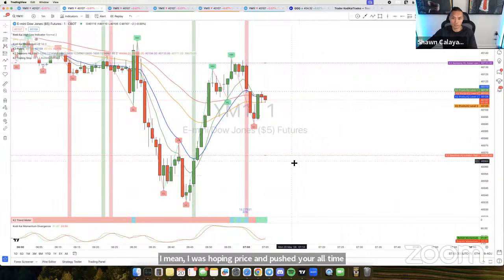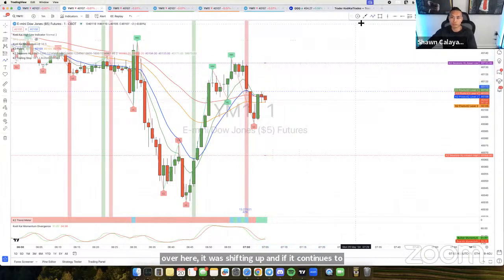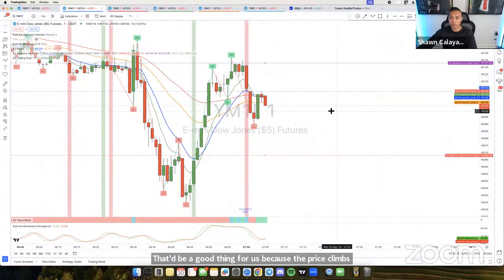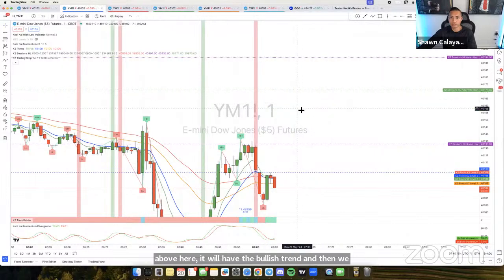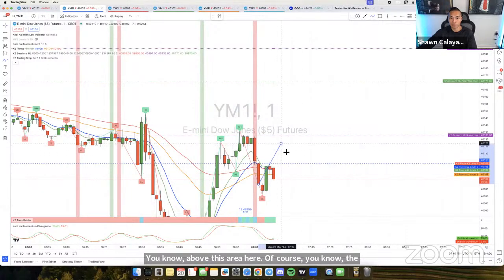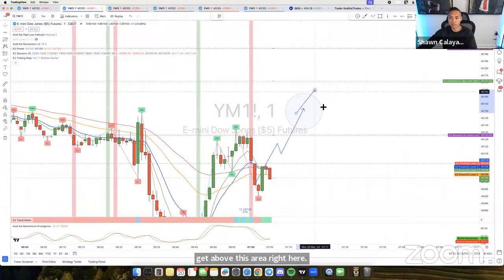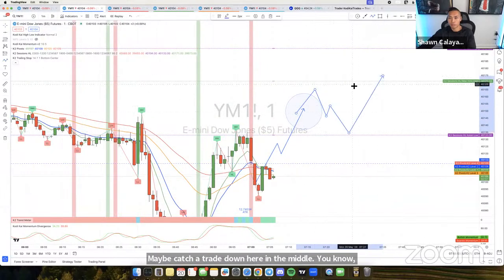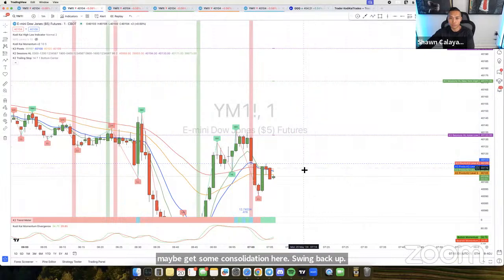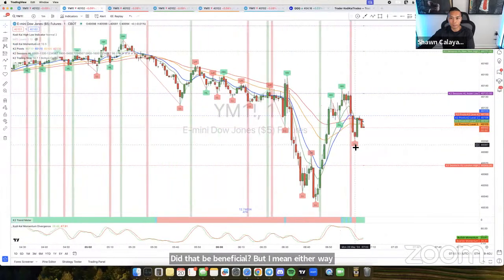But with the trend over here, it was shifting up. And if it continues to climb up like you were anticipating, Nick, that'd be a good thing for us, because if price climbs above here, then we'll have the bullish trend. And then we can possibly look for a buy entry above this area. Of course, the all-time high is still very high up, but as long as we can get above this area right here, maybe catch a trade down here in the middle, maybe get some consolidation here, swing back up, that'd be beneficial. But either way, it's just a little tricky where price is currently at right now.